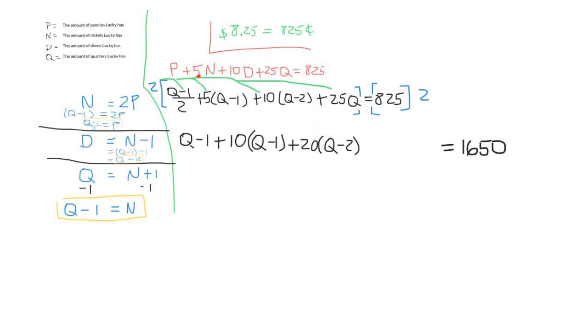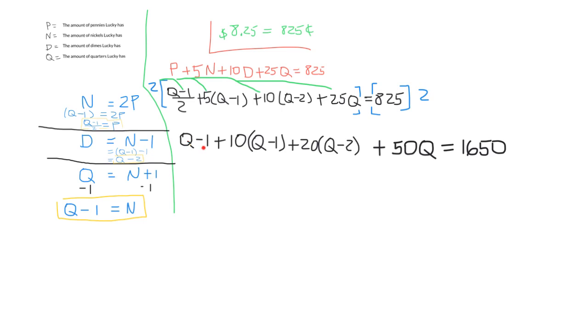And then we're going to have 2 times 25q, and that's very clearly 50q. So we have (q minus 1) plus 10 times (q minus 1) plus 20 times (q minus 2) plus 50q equals 1650. Now that is a lot of information. It could be a little confusing, but at least now we only have one variable, and it's the variable that we want to solve for. It's the variable that 52 is asking about, problem number 52. So that certainly means that we're on the right track.